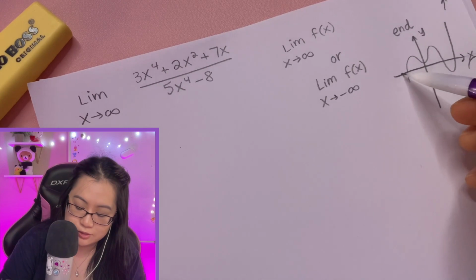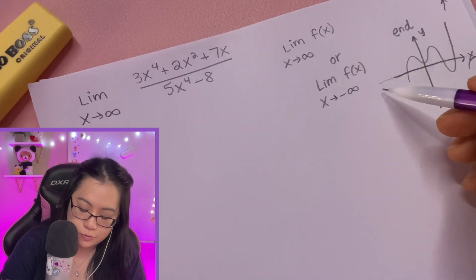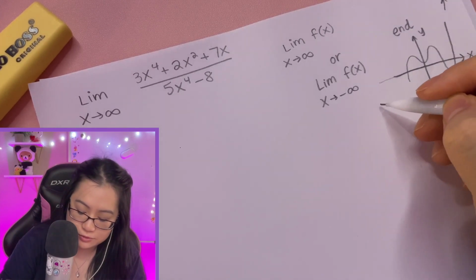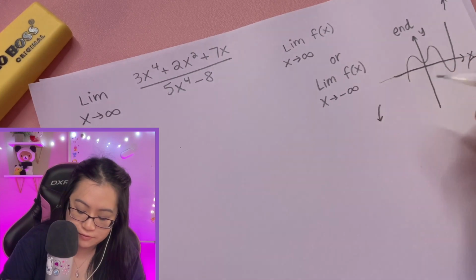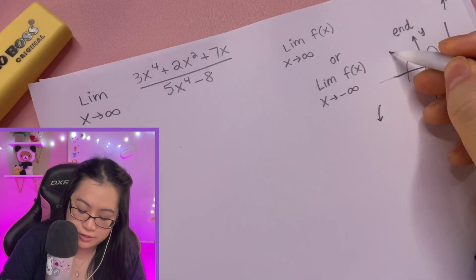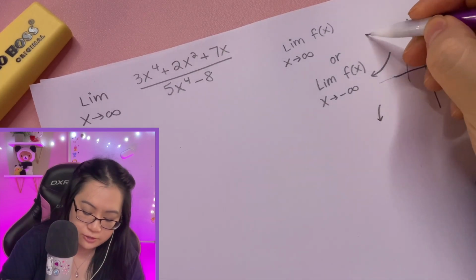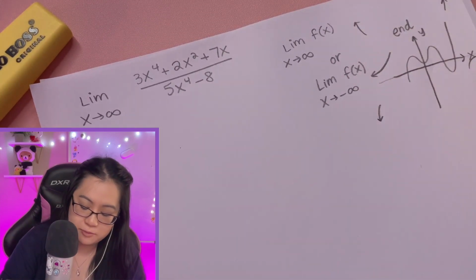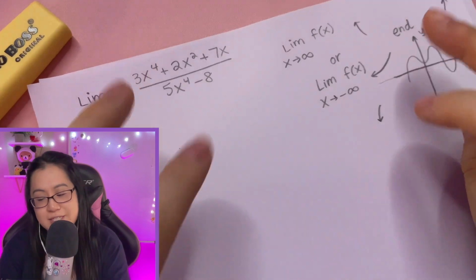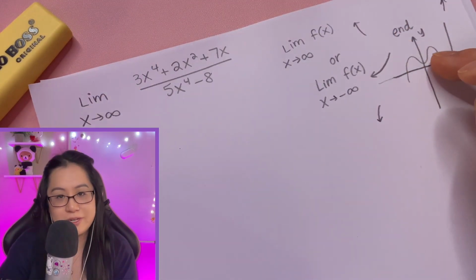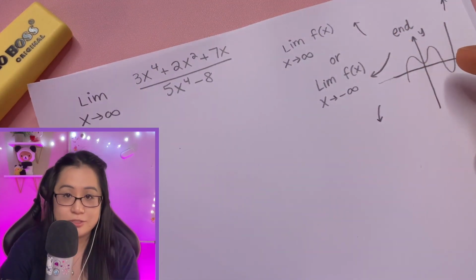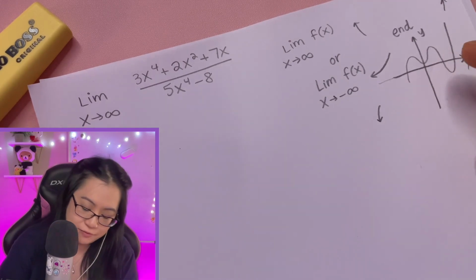As x gets really, really, really negative, what happens to the y values? Do they approach negative infinity? Do they approach a particular constant maybe? Or do they go off to infinity? So when we talk about end behavior, it's what happens when the x values get large or very small negative.